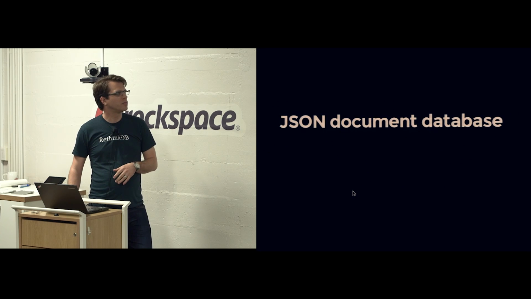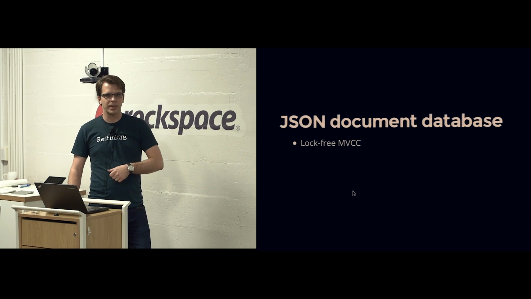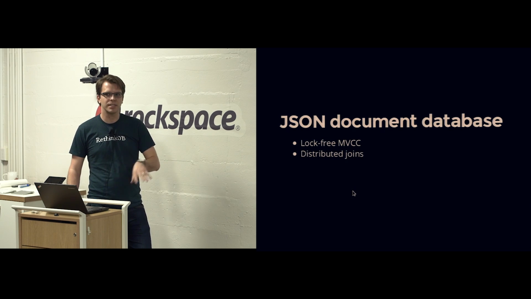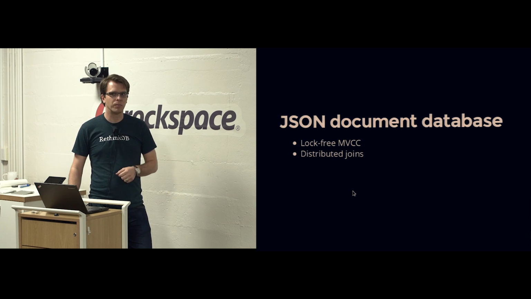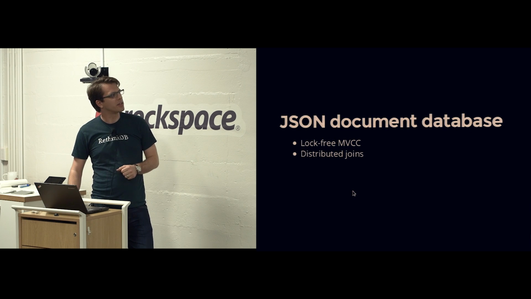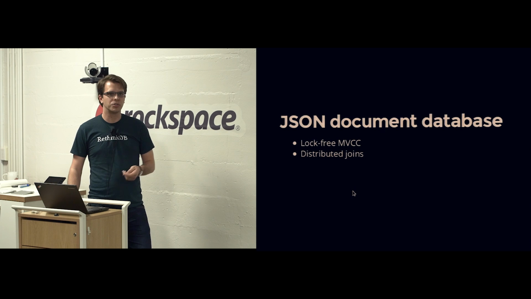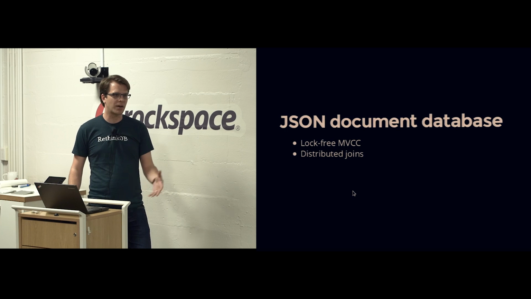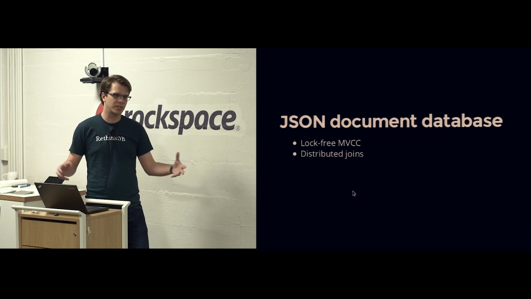OK, so real quick, an overview of RethinkDB, if you haven't seen it or heard of it. We have lock-free MVCC, multi-version concurrency control, if that means anything. We also have distributed joins, so you can do joins between your tables. We're a JSON database, so maybe that seems strange, but sometimes your data is not entirely hierarchical, and you want to be able to do joins. So we offer that, and we scale it out as your cluster grows.